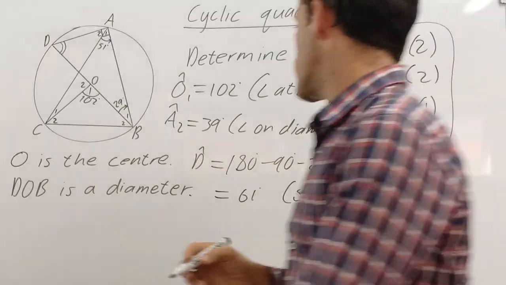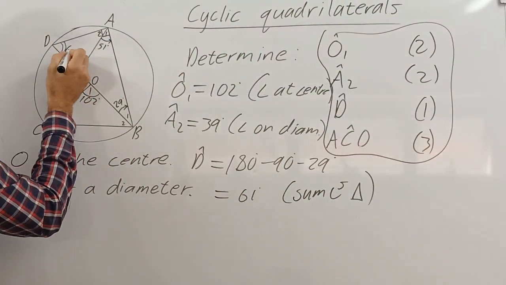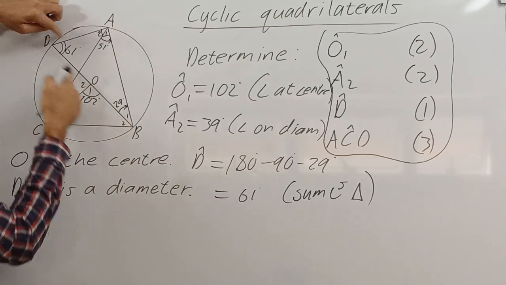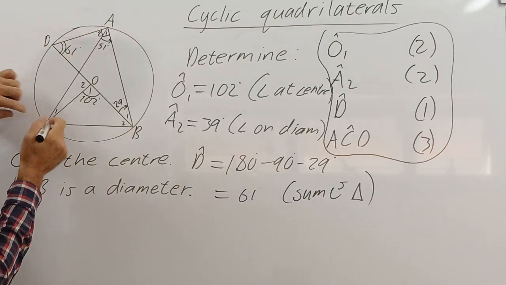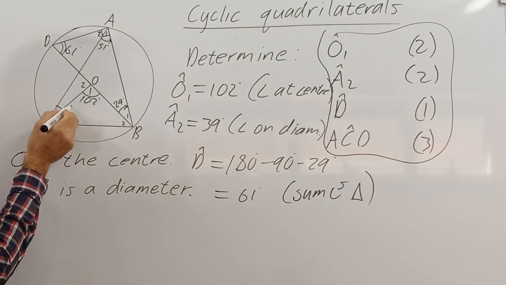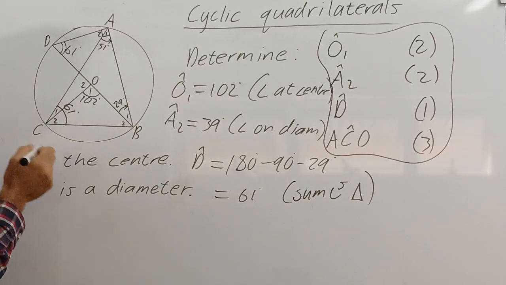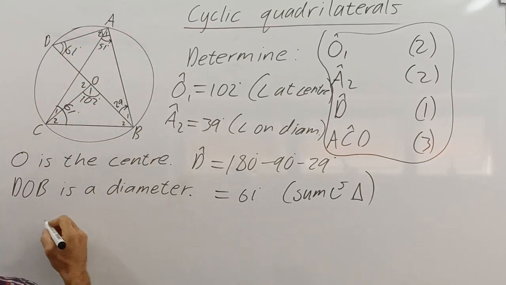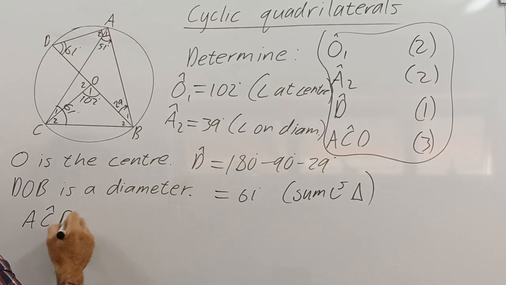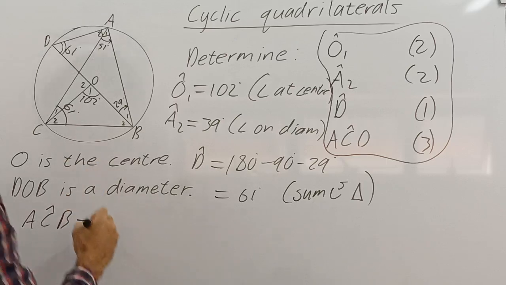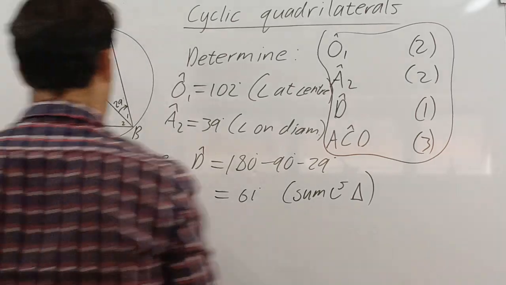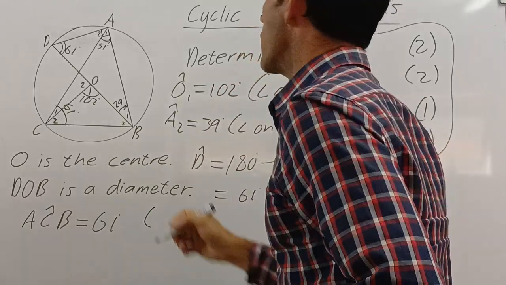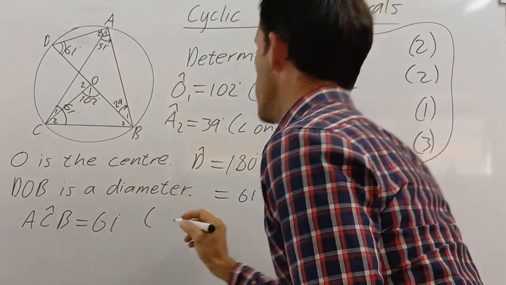So now you have to say, I know this one is 61. And if you look at AB, it goes towards D, AB goes towards C. So that means this whole one must be 61. So we can start by saying that angle ACB is equal to 61, and then reason? Angles on the same chord, or angles on chord AB.